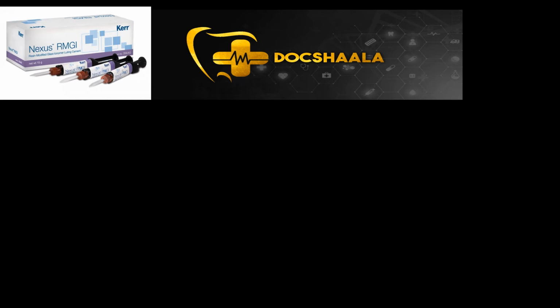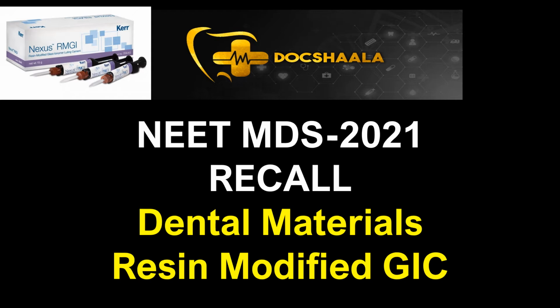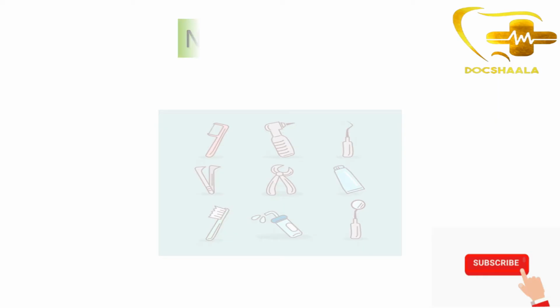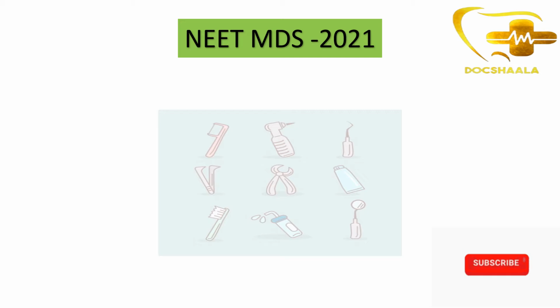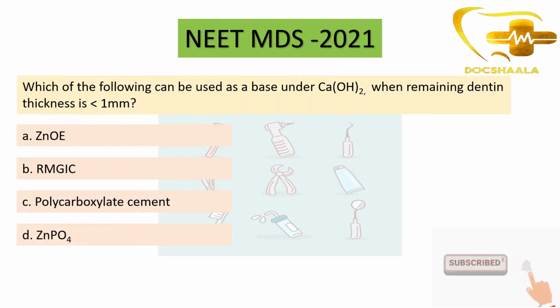Today in our NEET MDS 2021 recall series, we are going to see a question from the dental materials subject that revolves around resin modified GIC. So let us now look at the question which they have asked. Which of the following can be used as a base under calcium hydroxide when the remaining dentin thickness is less than 1 mm?